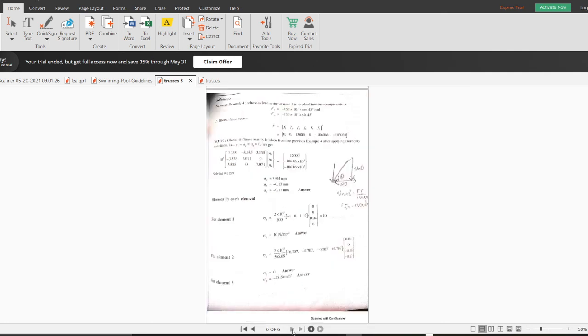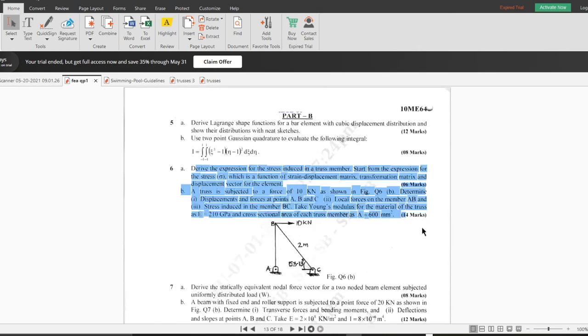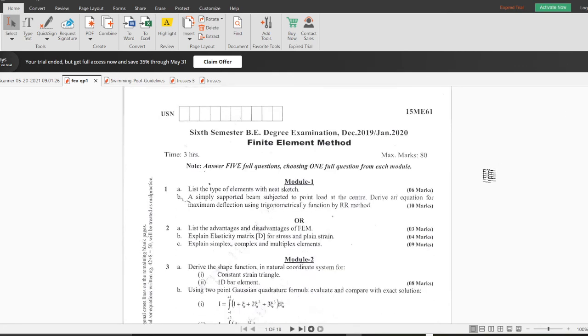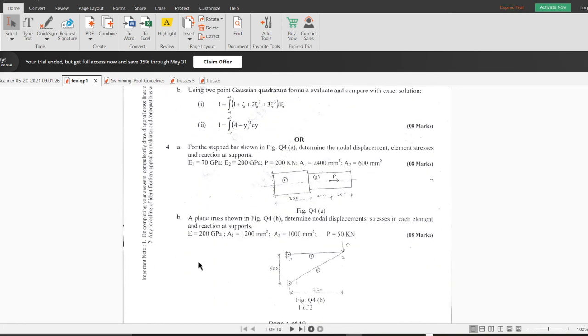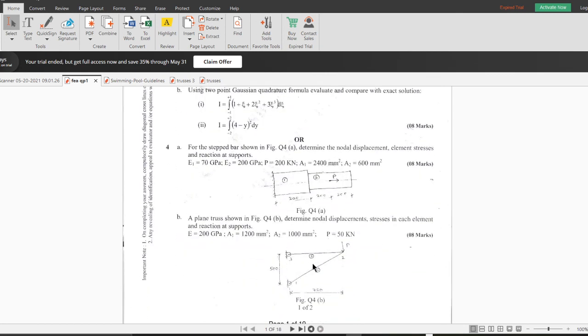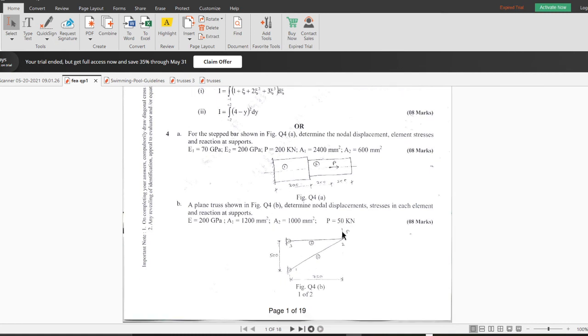So by this, we are concluding the module number 2 topic, trusses. Let's see the previous year question paper problems. In this year, they gave this first problem, which I think we solved. We need to find the displacements, stress and reactions. With only two elements, it becomes very easy. We solved this one, correct?